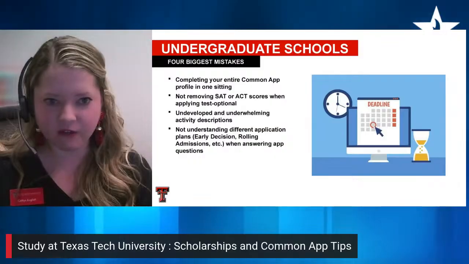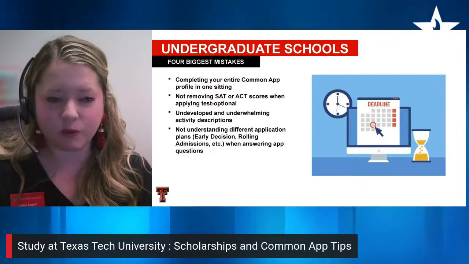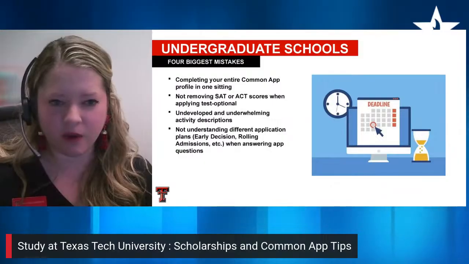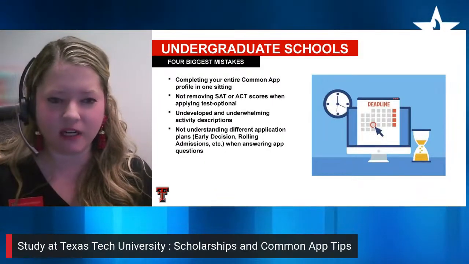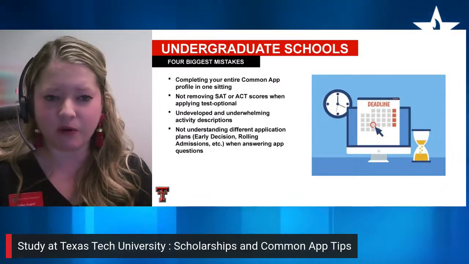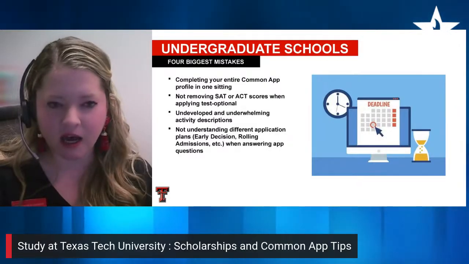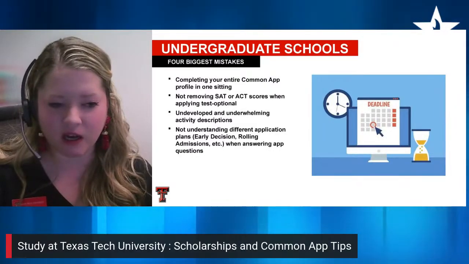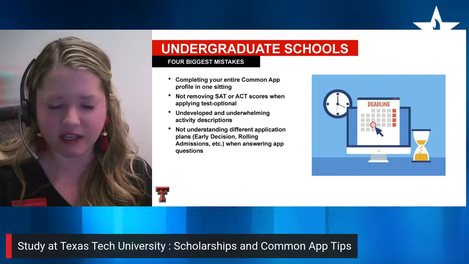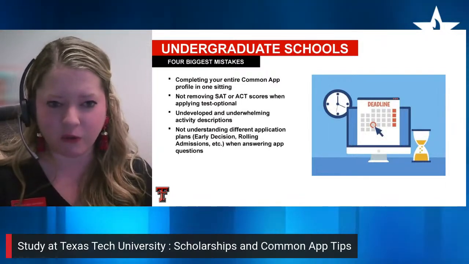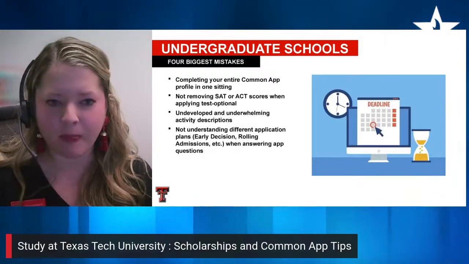And I just wanted to highlight four of the biggest mistakes with the Common App application that they highlighted on their website. So again, completing your entire Common App profile in one sitting. Take your time. You can save it. You can come back. Just make sure to still pay attention to those deadlines, but make sure you have all those materials that you need before you press that submit button.